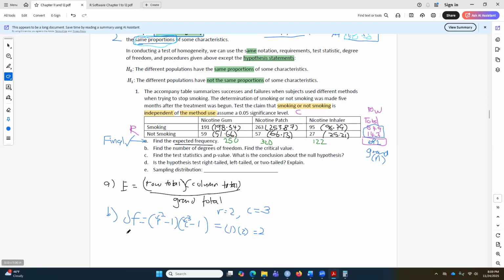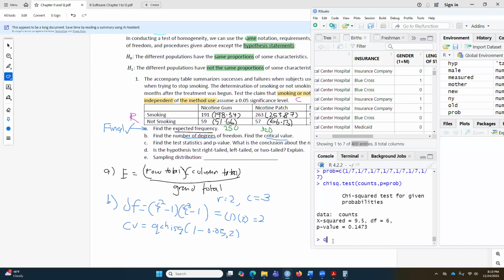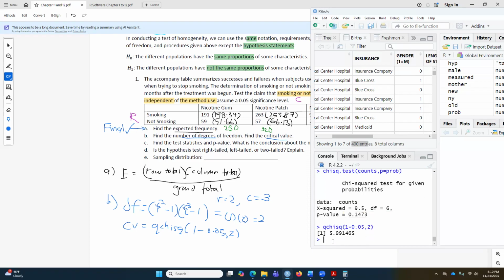Then the question also wants you to figure out what is the critical value. This one is completely coming from your RStudio. Q chi-square, 1 minus alpha, the alpha is 5%, and the degree of freedom in this case is 2, which is the one that you just found. So you just hop into your RStudio and you do Q chi-square 1 minus alpha 0.05, and then degree of freedom is 2. So you will get 5.99.